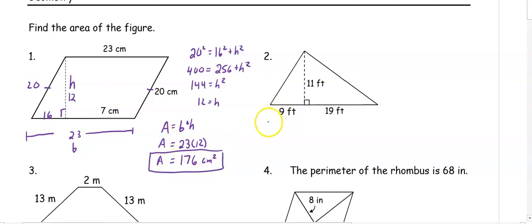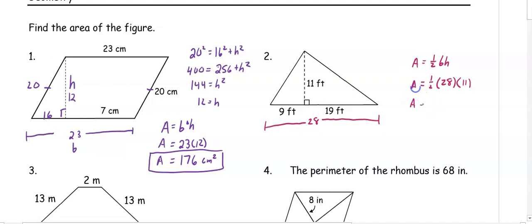In number 2, we have a triangle, so our base, we can add the 9 and the 19 together to get 28, and we have a height of 11. So our area for a triangle is 1/2 base times height, so we have 1/2 times 28 times 11. So when we multiply that together, we get the area is equal to 154 feet squared.